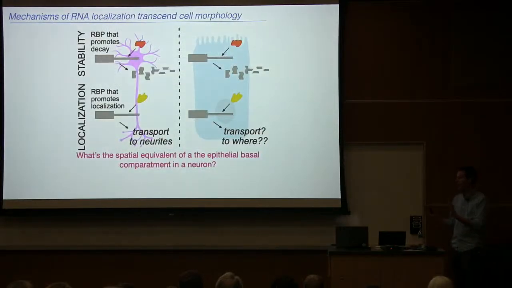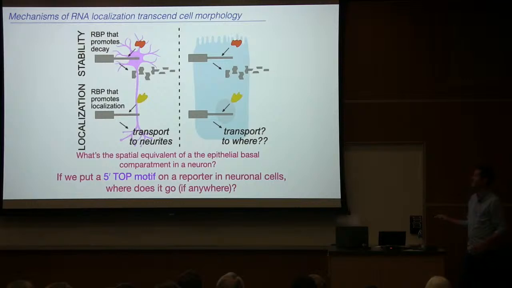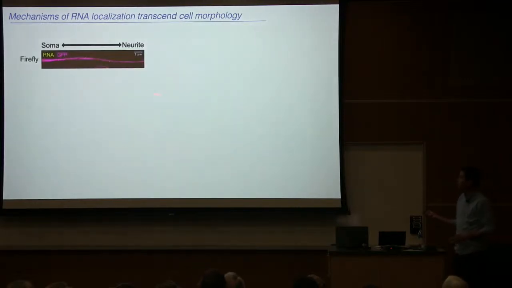So now we can go back to our kind of silly question here. We've kind of done it in reverse. We've identified an element that, when it's expressed in epithelial cells, causes an RNA to go to the basal end of these cells. What happens if we take that same RNA and we put it in a neuronal system? So now we're asking what's the spatial equivalent of the epithelial basal compartment in something that doesn't have an epithelial basal compartment, like a neuron. Right? So we take that same reporter and we put it in neuronal cells. Where does it go? So this is the same experiment.